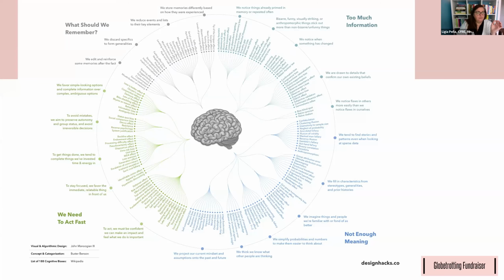So for instance, we need to act fast. What should we remember? Too much information, not enough information. So these are the big categories, and then they've done subcategories. And of course, we could go on into this forever, and that's a lot.